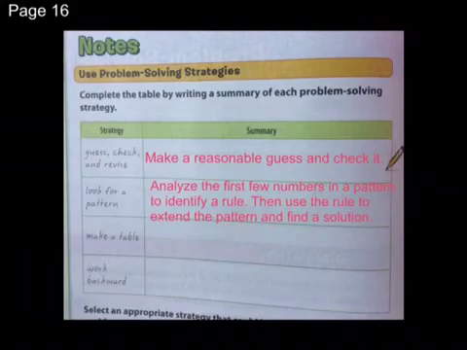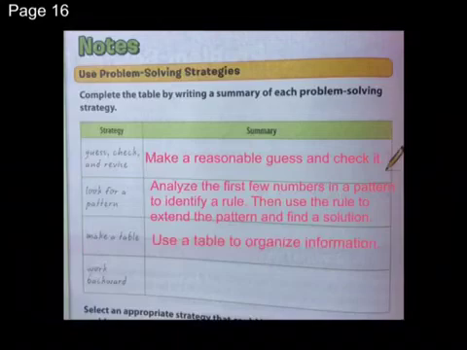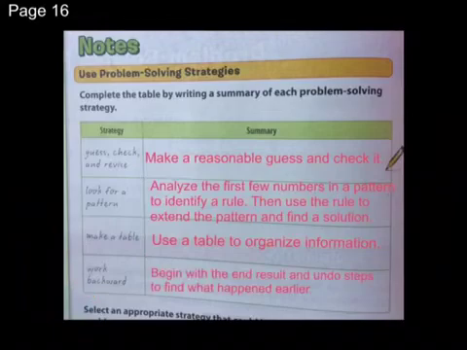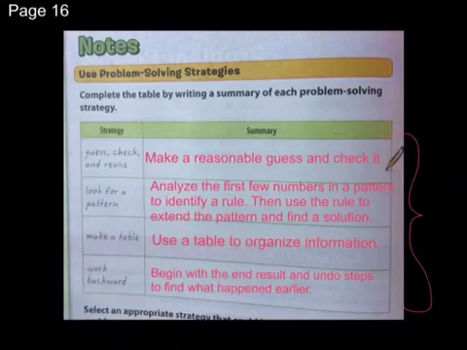Okay, the next one is making a table. Why would we make a table? Well, we use a table to organize information, and often a table will help us see patterns too. And another strategy is working backwards. So work backwards. Begin with the end result and undo steps to find what happened earlier. Working backwards. Please copy this exactly as you see it, and these words in itself is a key answer. If I see that you've written it exactly the way I have, I know that you watched this part of the video. Okay, continuing on.